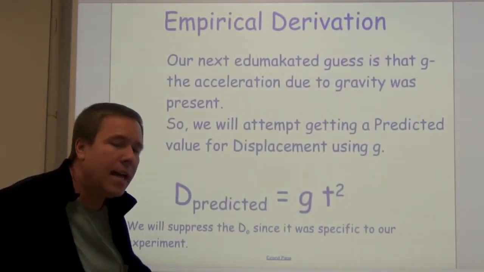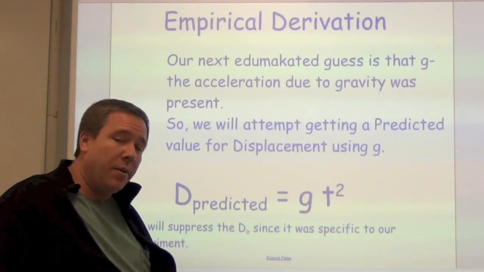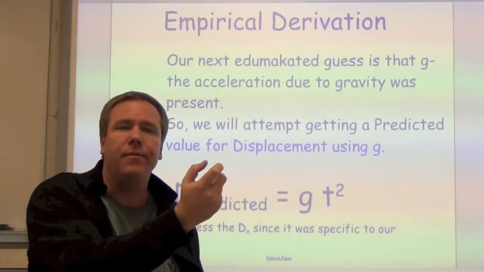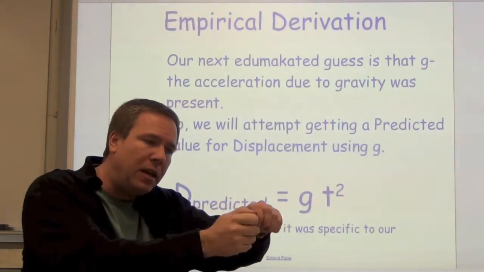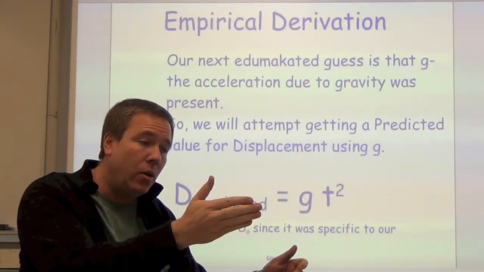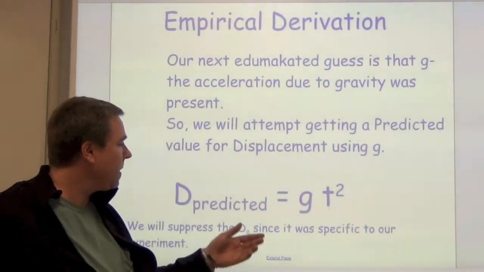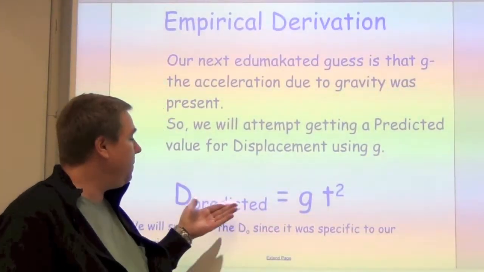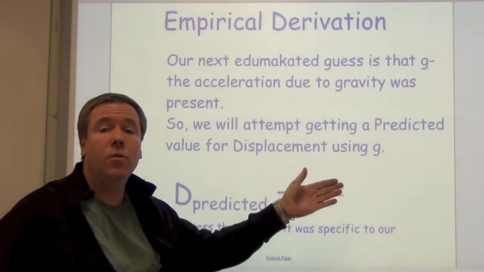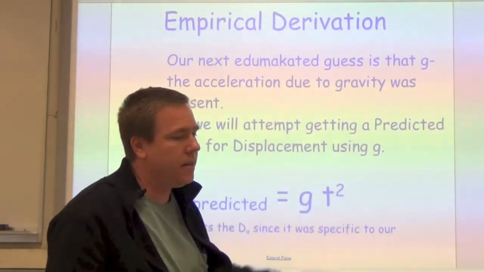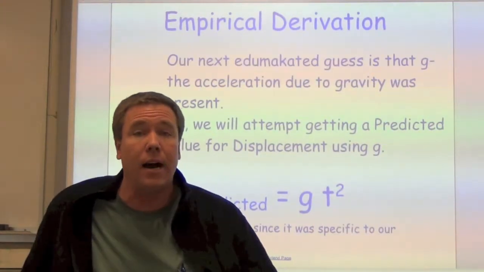So this is our next educated guess for the empirical derivation. We're trying to solve what's hidden inside of k. And our first peeling back is that, oh, it could be g, the acceleration due to gravity. So let's write that out. D predicted is g t squared. We'll suppress the d naught from now on because d naught again was specific to our experiment.